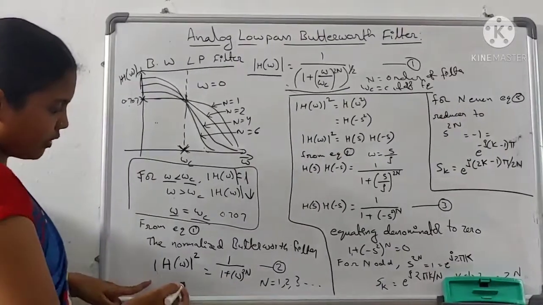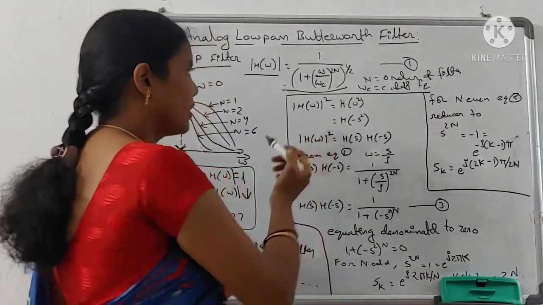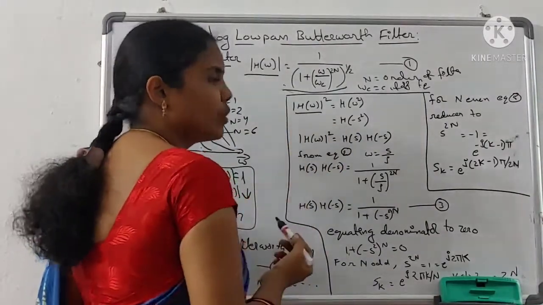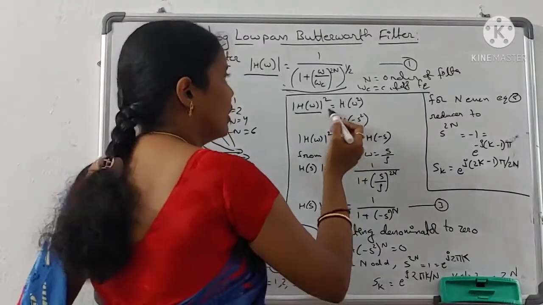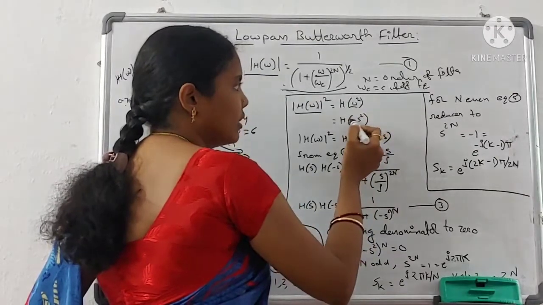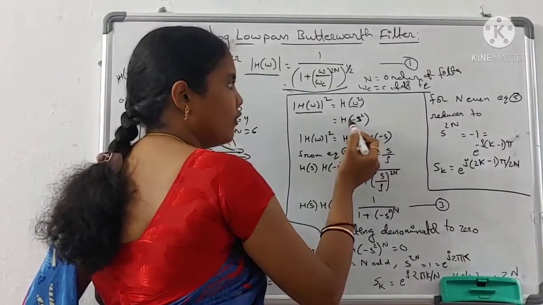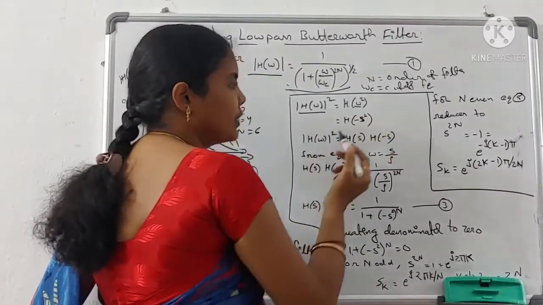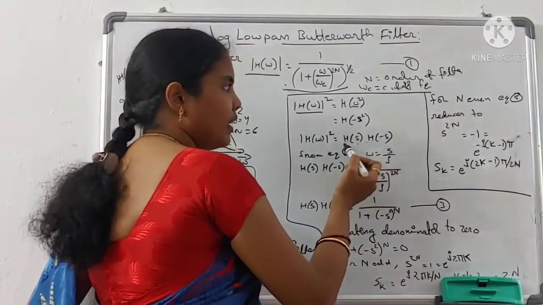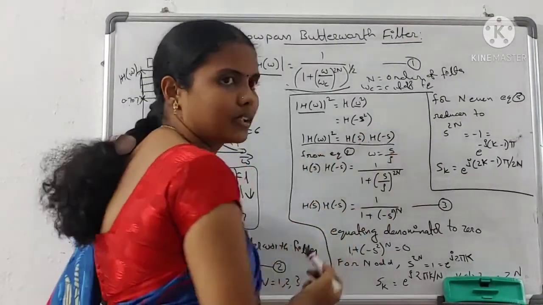Okay, now considering the left hand side. What is the left hand side part? Mod H of omega whole square. Here in place of omega, you have to take it as minus s. That is equal to H of minus s square. How can we write this? H of s into H of minus s. So this is the left hand side part.